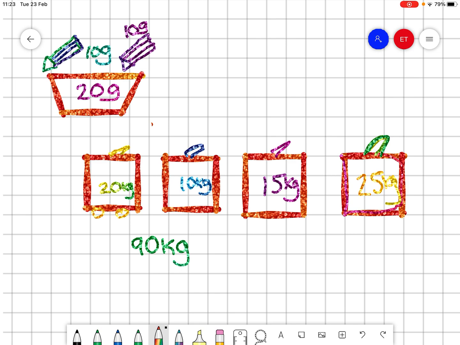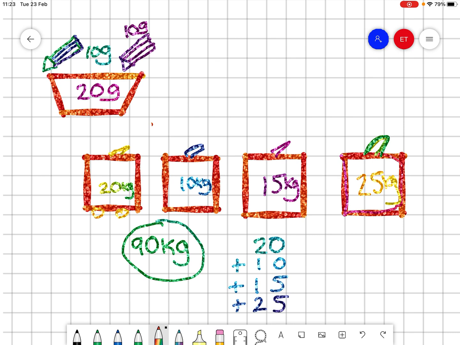So your family going to the airport, and here's the weight of your suitcases, and the airline asks you how much does your luggage weigh altogether, because your allowance is 90 kilograms. Just want to check that you have that allowance. So we need to add up how much all of these weigh. So we've got 20 plus 10 plus 15 plus 25.